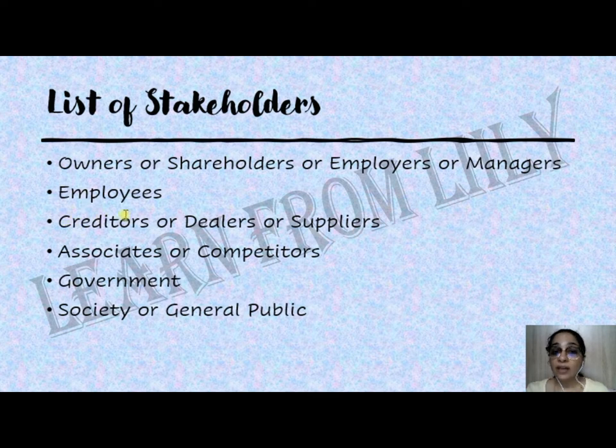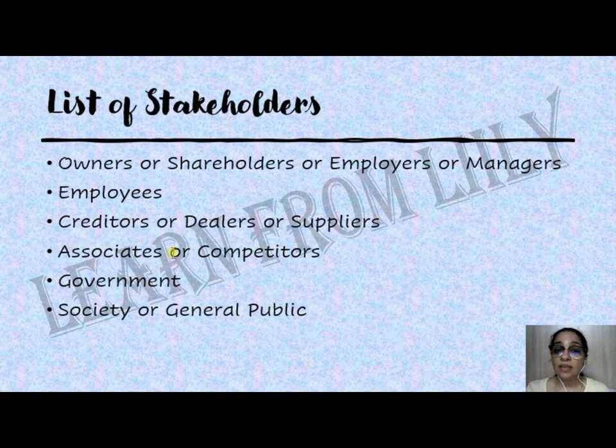Then we have the creditors or dealers or suppliers. The people who are supplying goods to us, and they are supplying goods to us on credit. What do I mean by on credit? We are not making immediate payment to them. We will be making a payment to them in the future. So such categories, that is these creditors, the people who have to receive some money from the organization, are also interested in the well-being of that organization, and therefore they also become stakeholders.